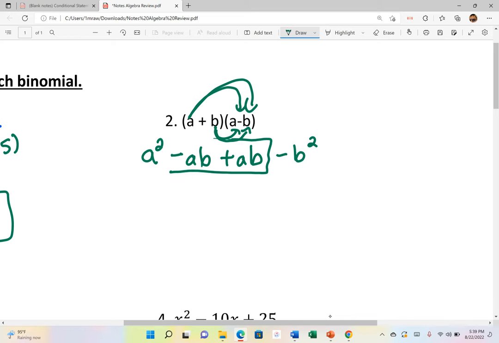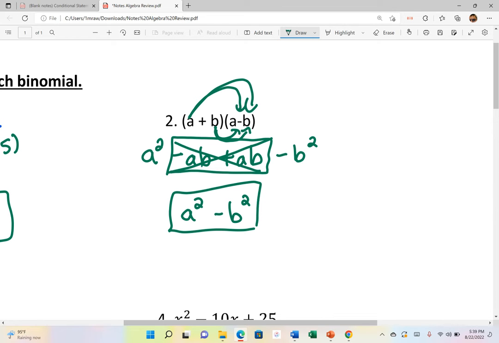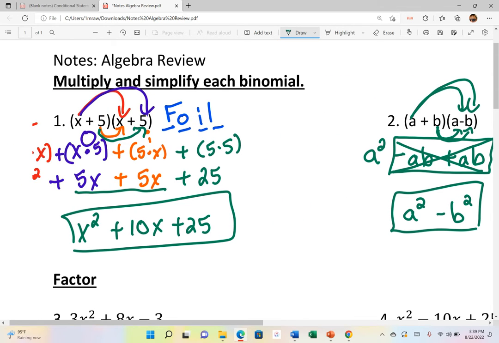Again, we're going to combine our like terms. These two are like terms, and what happens is they end up canceling each other out. That's like saying negative 2 plus 2, right? Cancels it out. So what I'm left with is a squared minus b squared, which you might talk about in Algebra 2. This is called difference of squares. Okay. Let's go ahead and look at number three.